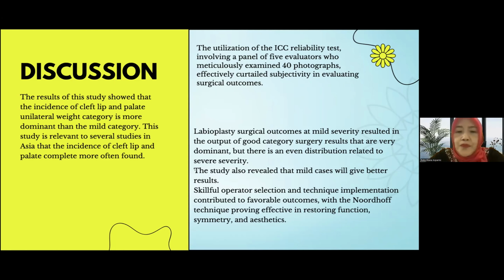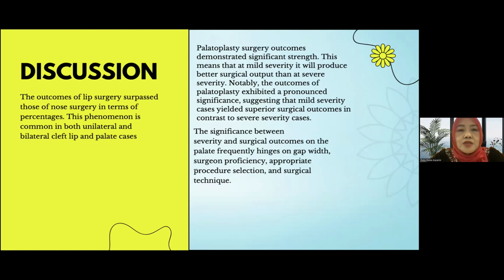The study also revealed that mild cases give better results. Skillful operator selection and selective implementation contribute to favorable outcome, with the nodal technique proving effective in restoring function, symmetry, and aesthetics. The outcome of lip surgery surpassed those of nose surgery in terms of percentage. This phenomenon is common in both unilateral and bilateral cleft lip cases.